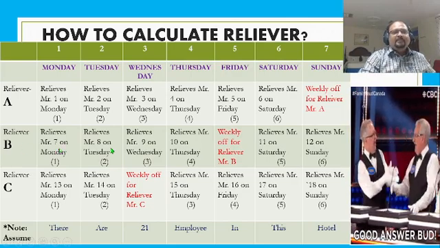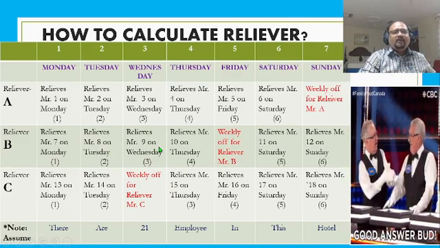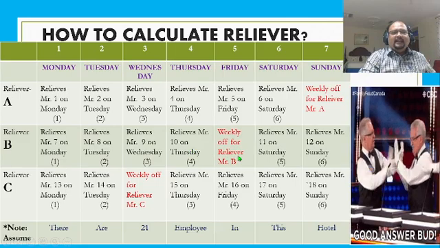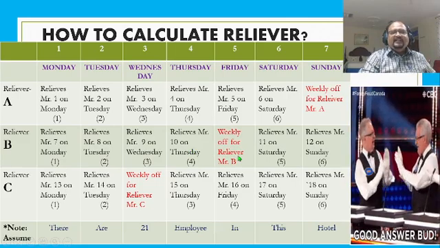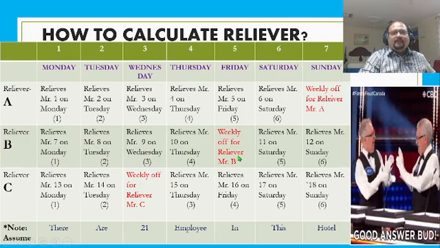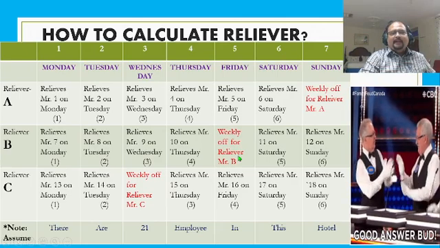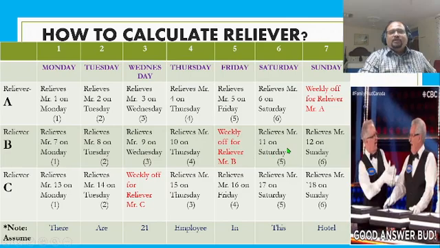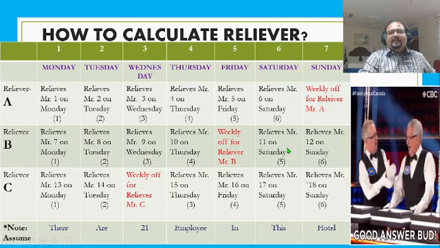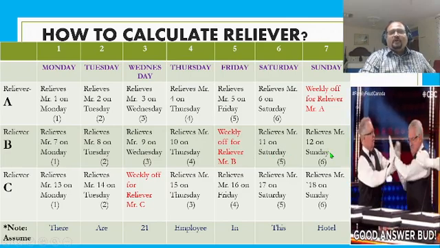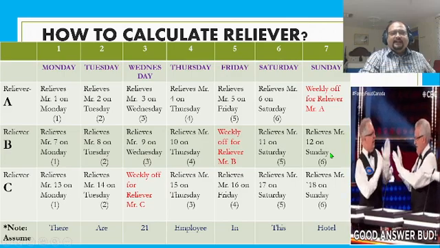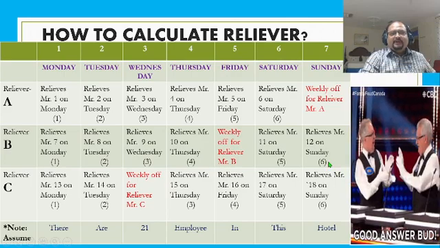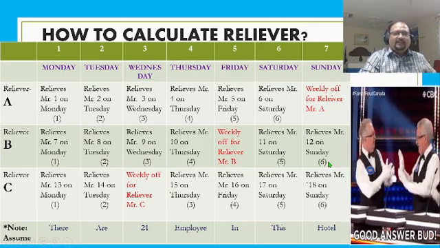So Mr. B, who is a reliever and also happens to be employee number 20, will relieve Mr. 7 on Monday, Mr. 8 on Tuesday, Mr. 9 on Wednesday, Mr. 10 on Thursday. And in this given case, B is taking weekly off on Friday, and he or she will be relieving Mr. or Miss 11 on Saturday and Mr. or Miss 12 on Sunday. So he or she can also relieve only 6 persons.